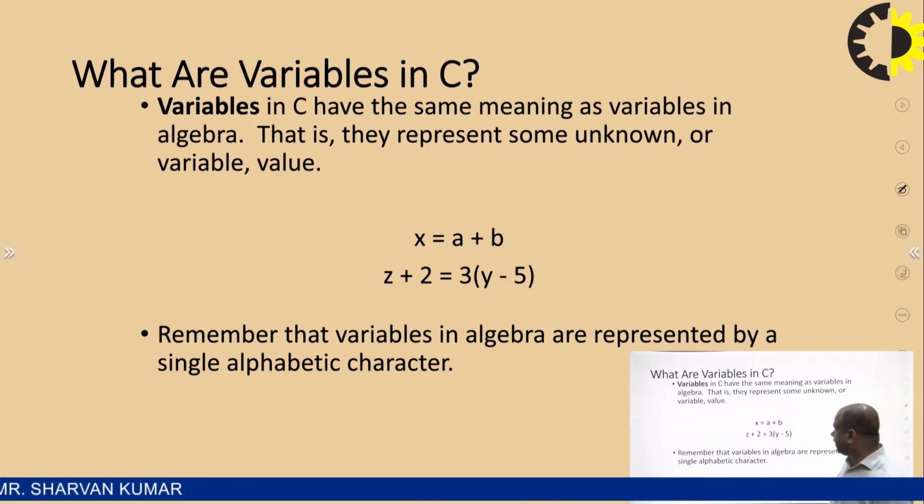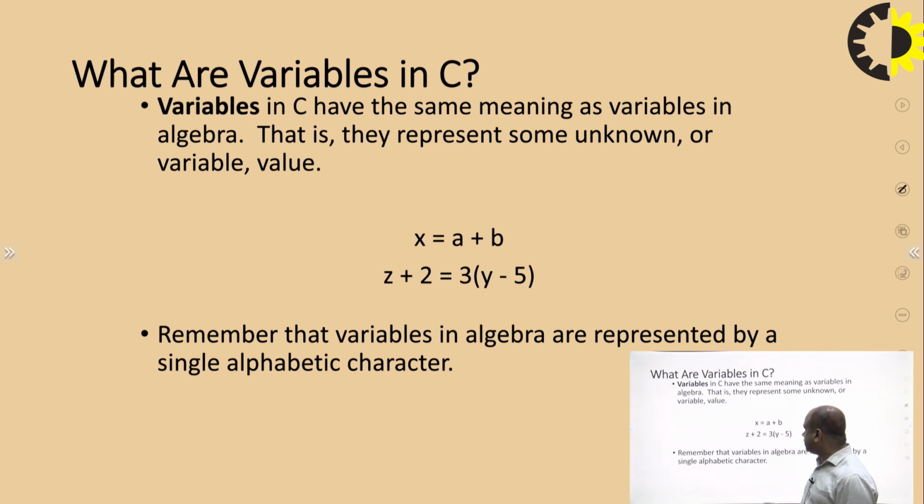For example, x equal to a plus b. Here the values of a and b are unknown to us till we assign the value. So these are variables. If I talk about z plus 2 equal to 3 into y minus y, that is the second equation. Here z and y are both variables.